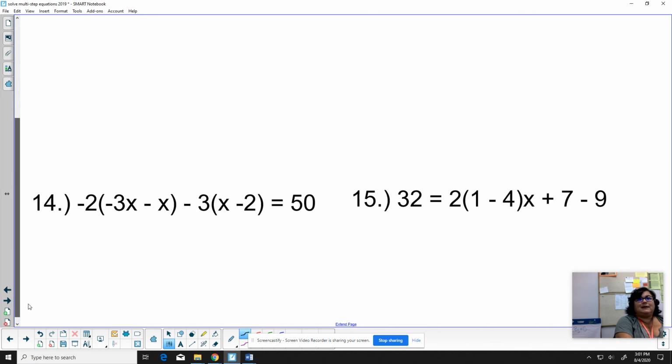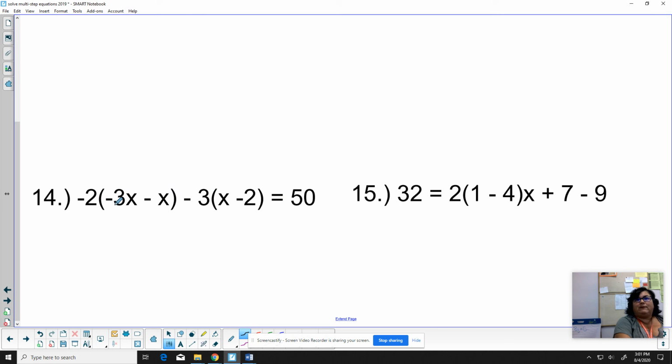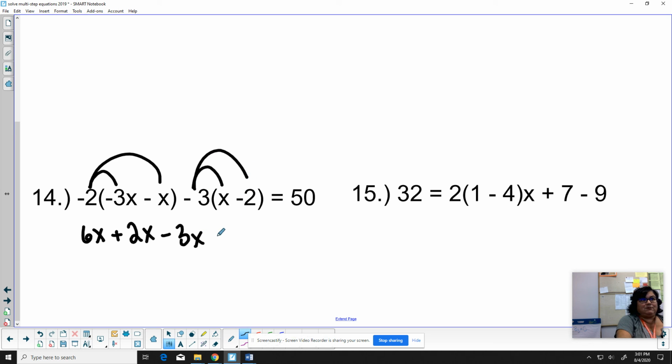Let's try, here's a really long one. Let's do this one. Okay, so -2 times -3x, that is 6x. -2 times -x is +2x. -3 times x is -3x. And -3 times -2 is +6.